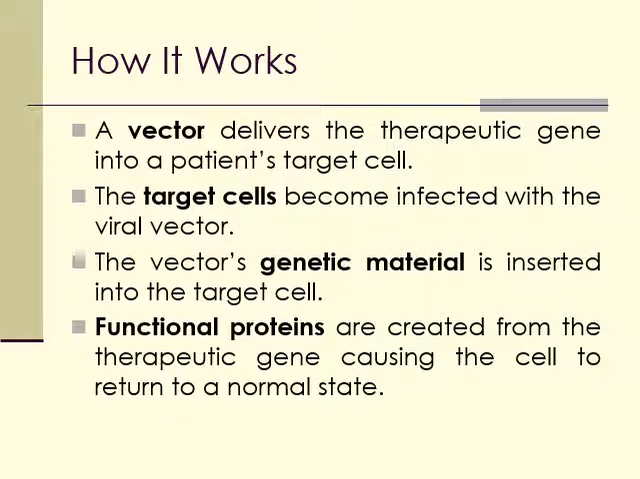So how does it work? A vector delivers the therapeutic gene into a patient's target cell. The target cells become infected with the viral vector. Then the vector's genetic material is inserted into the target cell. Then the functional proteins are created from the therapeutic gene, causing the cell to return to a normal state. A vector is a carrier molecule, usually a virus. The target cells are usually in the liver or the lung.